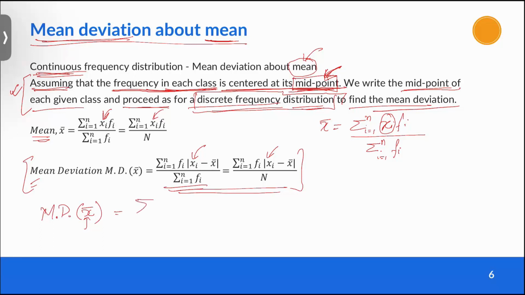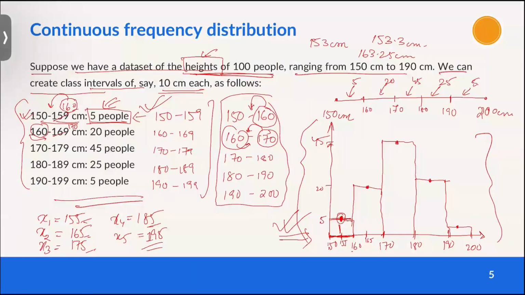It is given as the summation of i equals 1 to n of frequency fi into the deviation of xi from the mean, because we are calculating it from the mean, divided by the summation of i equals 1 to n of fi. And this summation of fi is actually n, the number of observations we are taking for the experiment, or the number of data sets we have. In the earlier case, we had 100 as the number of data sets. Capital N is 100 for this case.